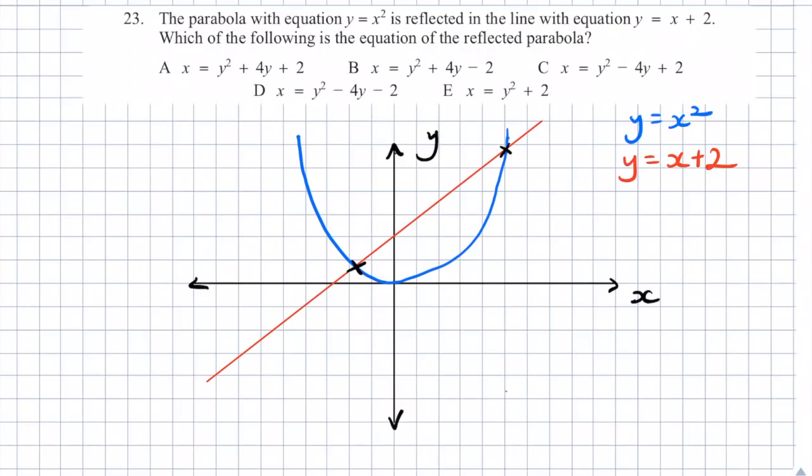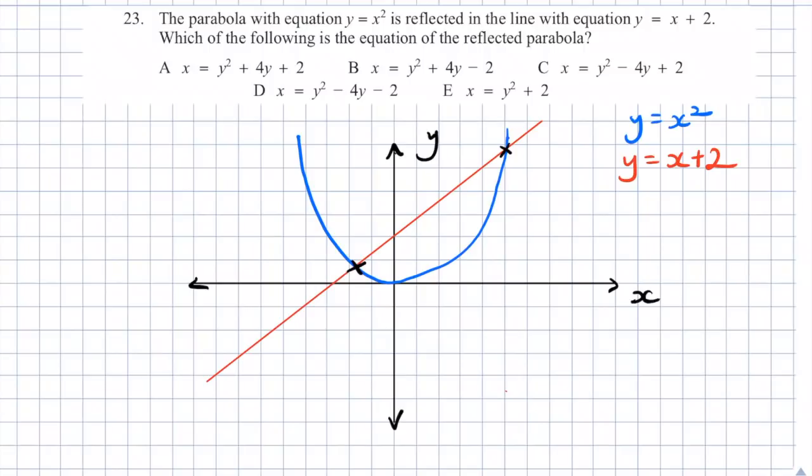Question 23. The parabola with equation y equals x squared is reflected in the line with equation y equals x plus 2. Which of the following is the equation of the reflected parabola? We've got answers: A is x equals y squared plus 4y plus 2. B is x equals y squared plus 4y minus 2. C is x equals y squared minus 4y plus 2. D is x equals y squared minus 4y minus 2. And E is x equals y squared plus 2.